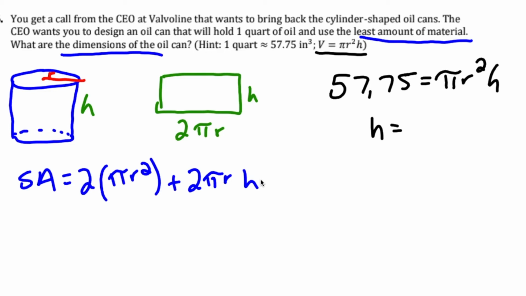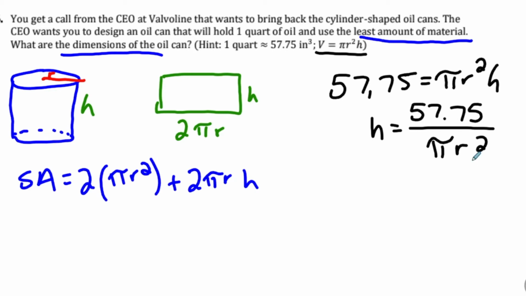You could solve for r and r squared and then plug them in here, but that's just more work and we don't want to do that. So, 57.75 divided by pi r squared. Now, we are going to use this to plug in here, but we will also use it later because this will give us our radius. And we're going to take that and plug it in there to get our height. So we will use this formula later on in the problem.